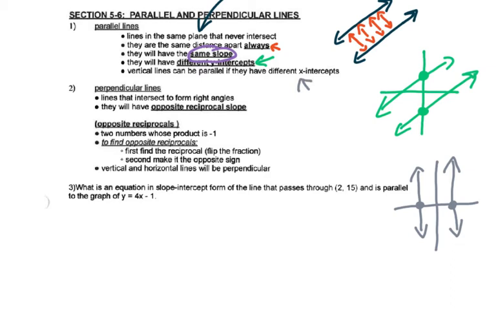What do we mean by perpendicular? Well, when perpendicular lines intersect, they form right angles. So they form right angles. Okay. The other property that they have is that they will always have opposite reciprocal slopes. So, and I'll talk more about that a little later.